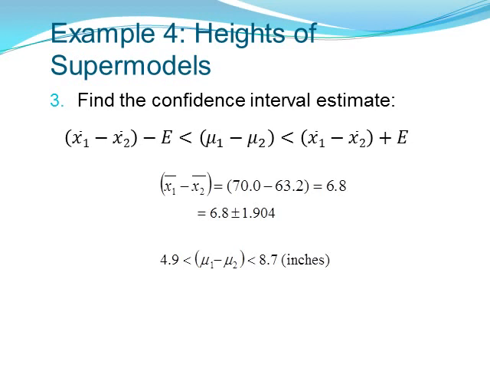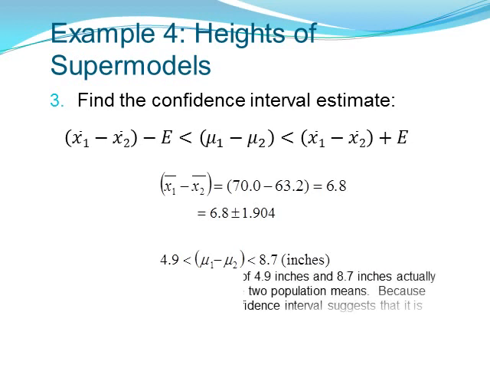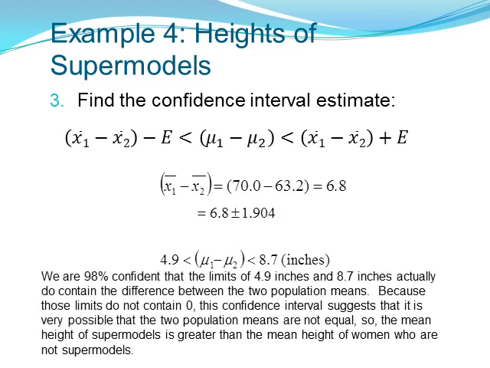So we have that the interval ranges from 4.9 inches to 8.7 inches, and that's the difference of the two population means. So we can conclude that we're 98% confident that the limits of 4.9 inches and 8.7 inches actually do contain the difference between the two population means. Now, in this situation, both of the numbers are positive, so these limits do not contain the value 0. This confidence interval suggests that it is possible that the two means are not equal. So the mean height of supermodels is greater than the mean height of women who are not supermodels.